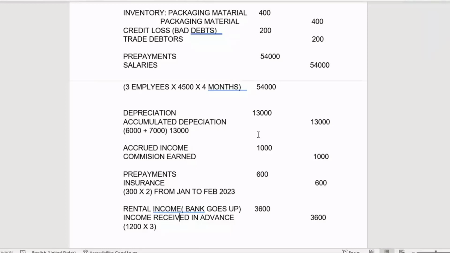Going further to understand that, your assets and your expenses increase on the debit side and decrease on the credit side. Your income, your equity, and your liabilities all increase on the credit side and decrease on the debit side.